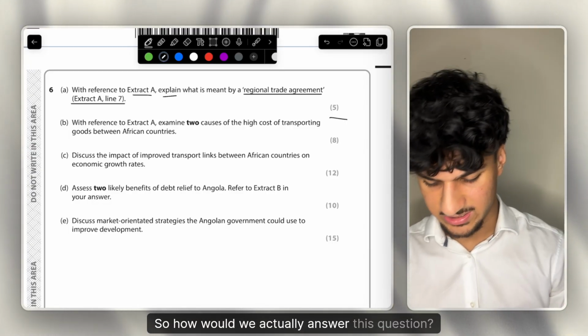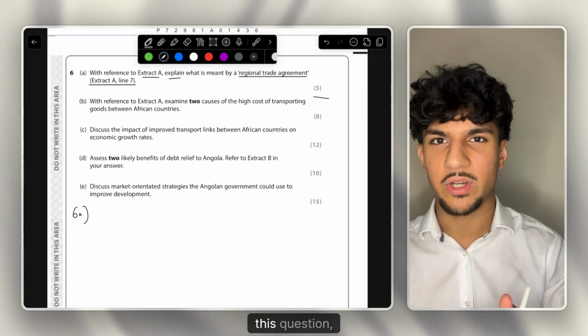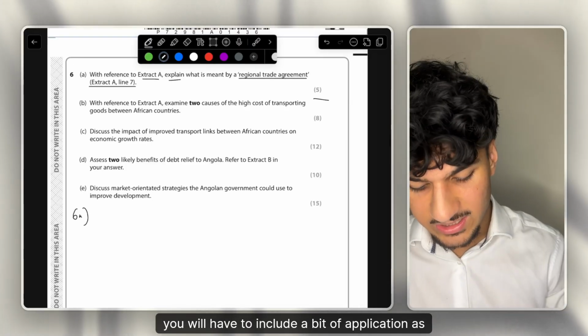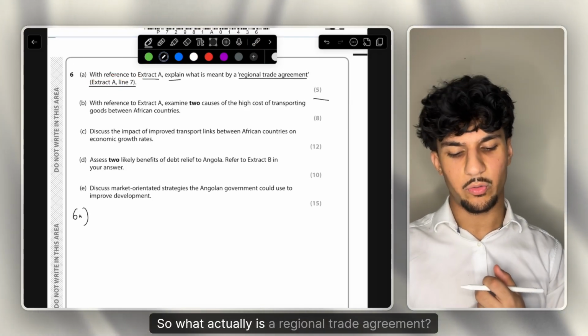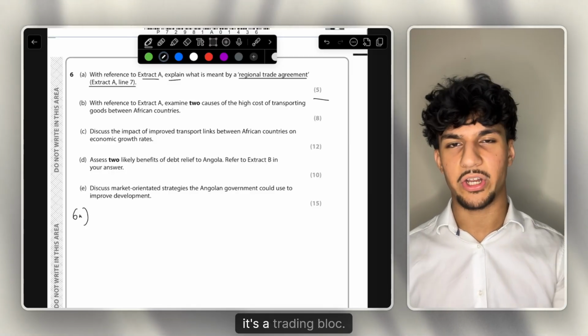So, how would we actually answer this question? So, 6A. Of course, for this question, you will have to include a bit of application, as it is specifically asking you to look at Extract A. So, let's answer this. What actually is a regional trade agreement? Essentially, it's a trading bloc.